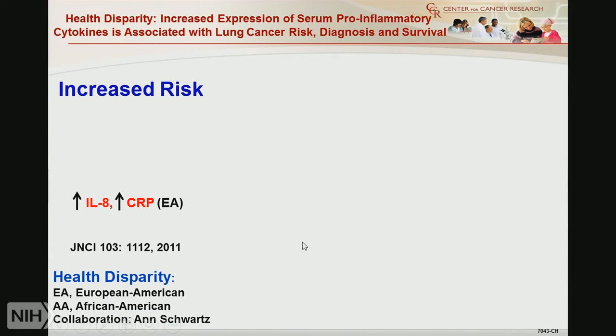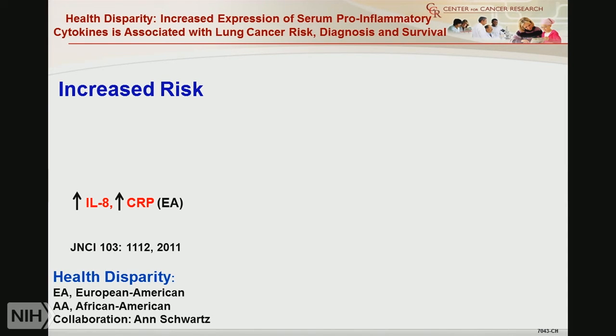So let's look at some data. These are some studies that we've done asking the question, can one measure in serum inflammatory cytokines, and are they predictive of risk, diagnosis, or prognosis of lung cancer in this case? Well, for increased risk, one has to do prospective studies. So this is a study that was started about 35 years ago, and samples were collected, including serum. And then over that 35 year period, this was almost 100,000 people, there were individuals who developed different kinds of cancers.